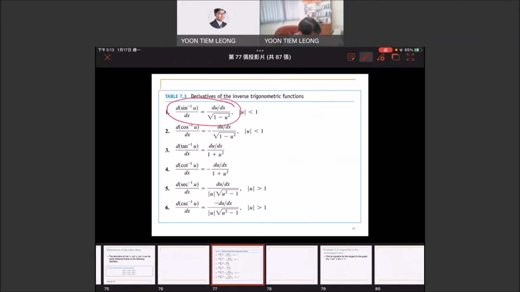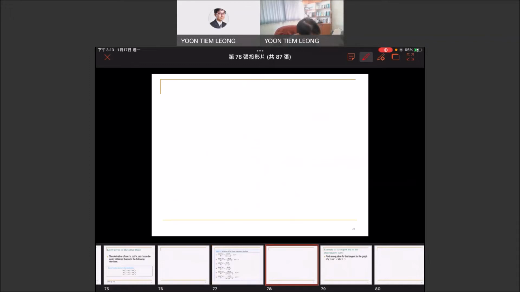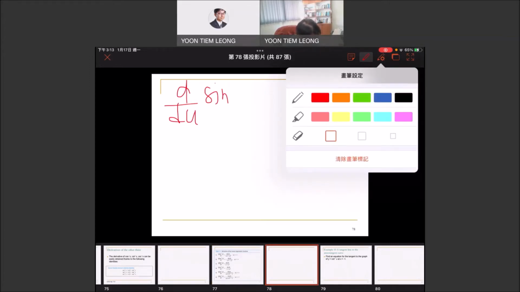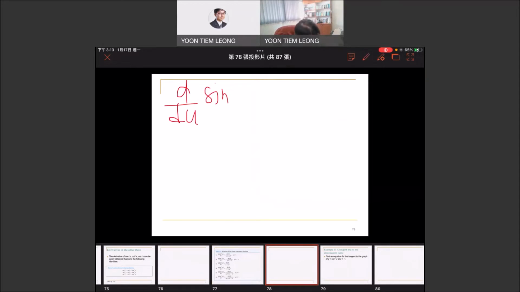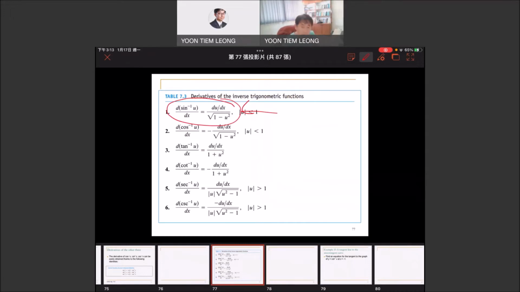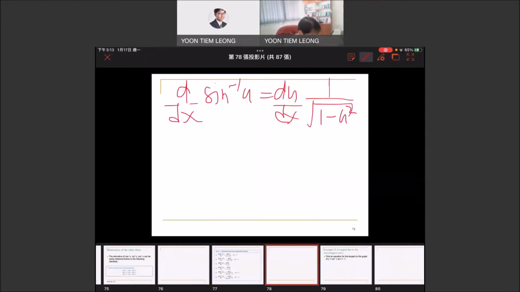So for example, let us take this example. You have the derivative d dx of arc sine u, which is equal to du dx times 1 over the square root of 1 minus u squared. Okay, so just double check. So that is the original derivative for these versions.